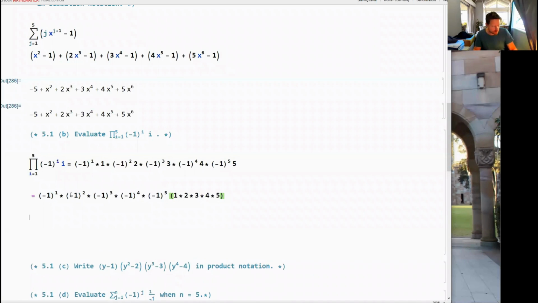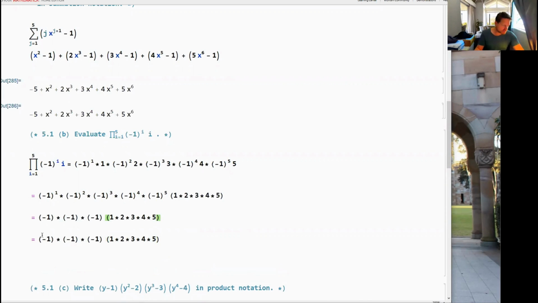Some are odd powers, some are even powers. The odd powers give -1. So that one's -1. -1 squared is 1, so we can just eliminate that because it's just 1. Then -1 to the power of 3 is -1. -1 to the power of 4 is 1, so I can eliminate that. Then we have -1 to the power of 5, which is -1. Here we have 3 of these -1s, so that comes out to -1.